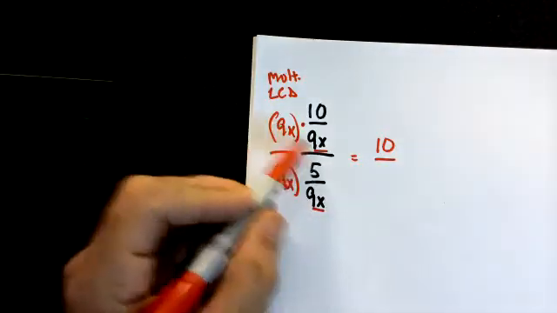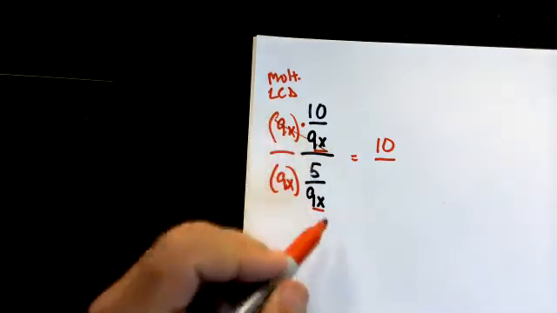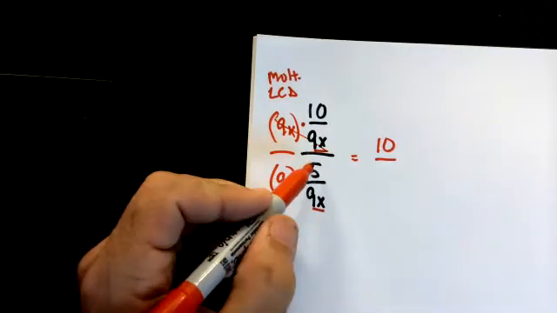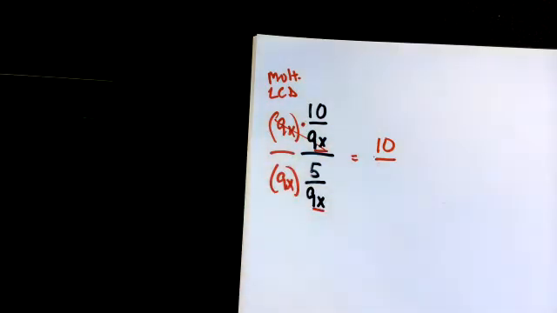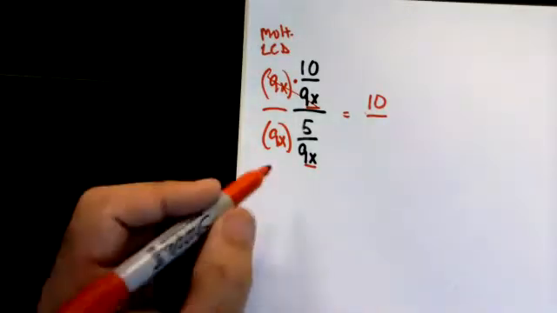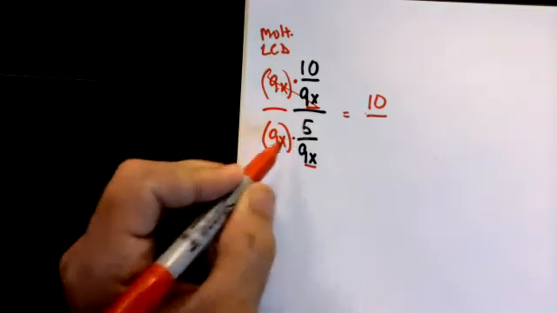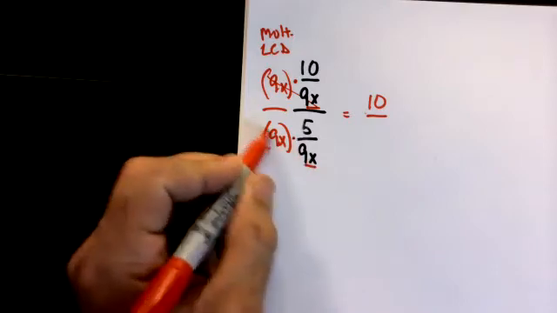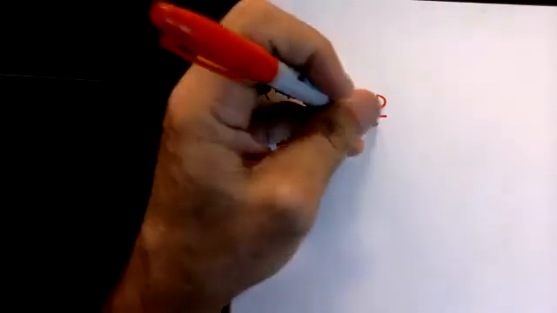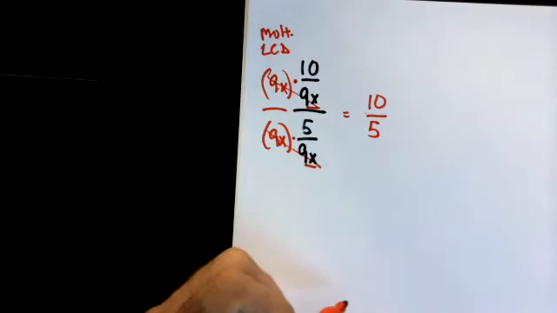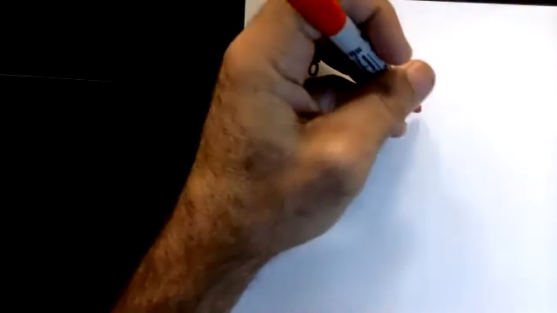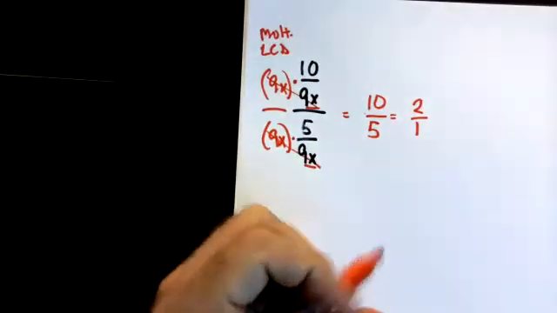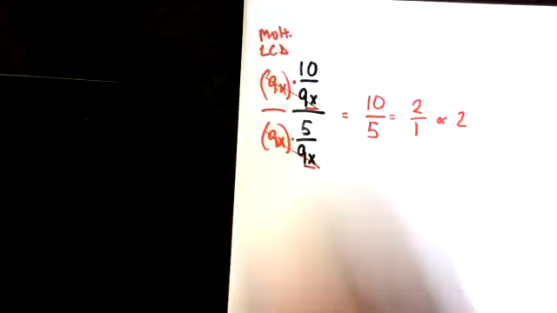In fact, if you want, you can divide first, which those actually cancel each other out. 9 divided by 9 is 1. X divided by x is 1. 1 times 10 is 10. Same thing. You can multiply to the top, or if you want, you can divide first. So 9x divided by 9x is 1. 1 times 5 is 5. So this reduces to 10/5, which in turn reduces to 2 over 1, or 2.